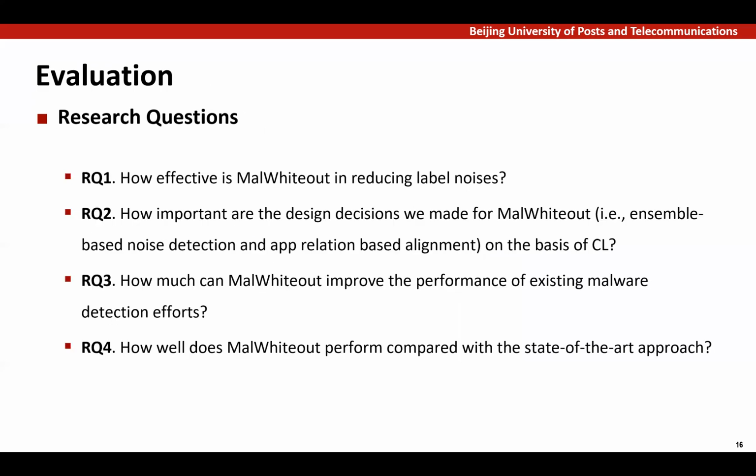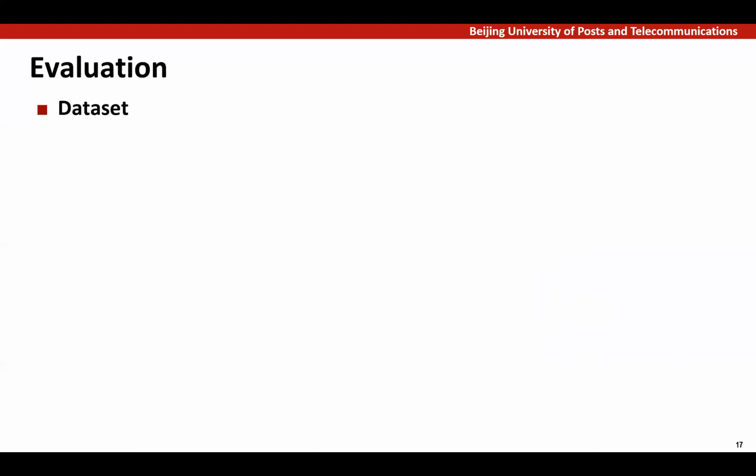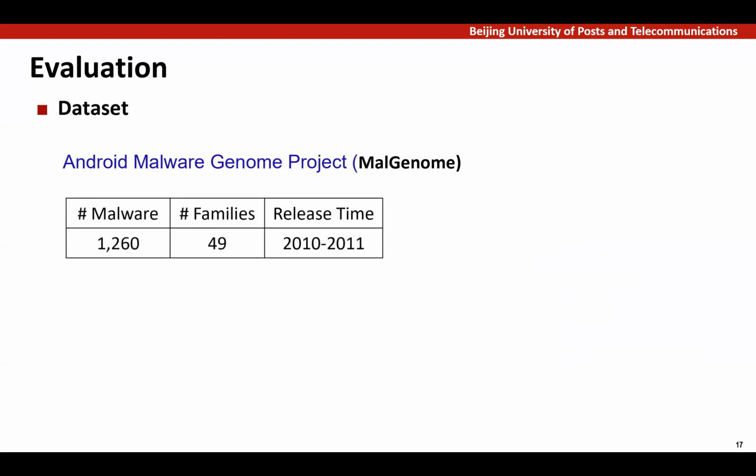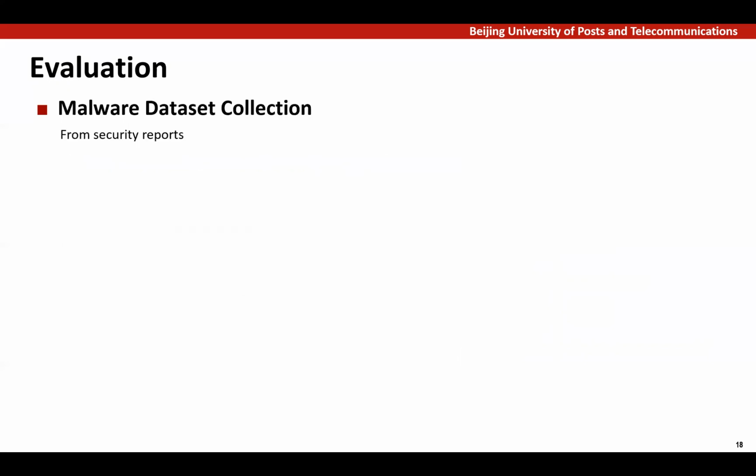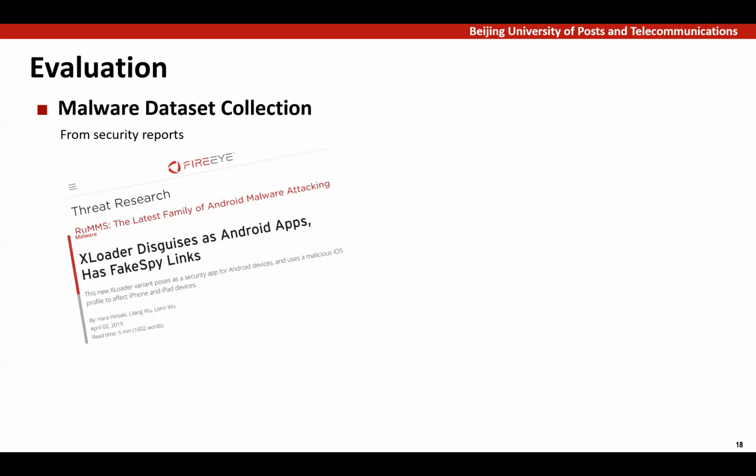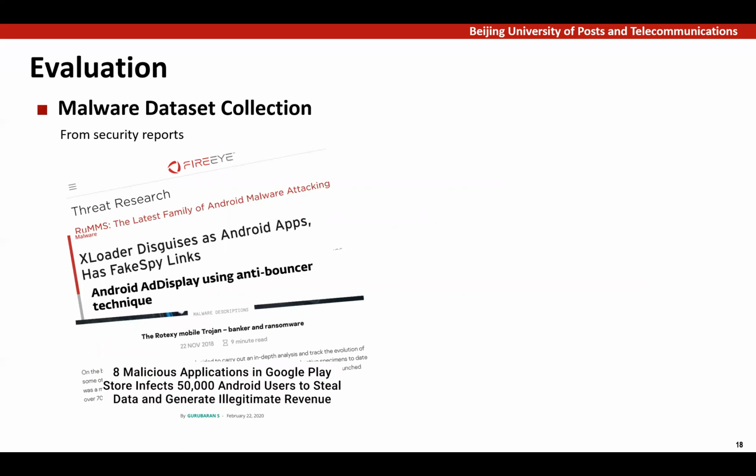Next, we conduct experiments to evaluate the performance of MalWhiteout. We investigate 4 research questions. We first introduce our dataset. To the best of our knowledge, the most reliable malware dataset is MalGenome. However, it is old and has a limited number of malware samples. To expand the dataset, we use a reliable way that relies on security reports to collect malware.